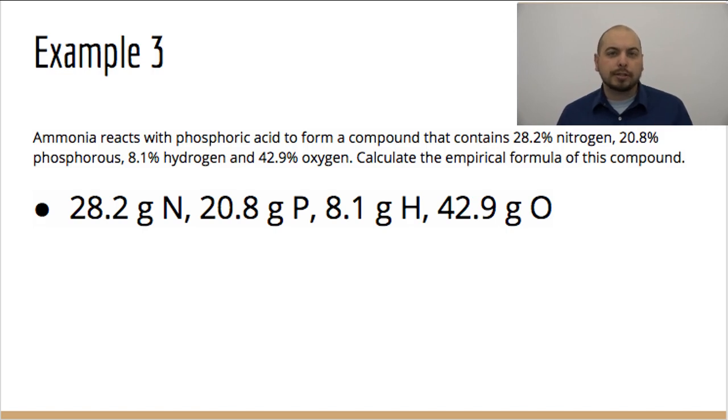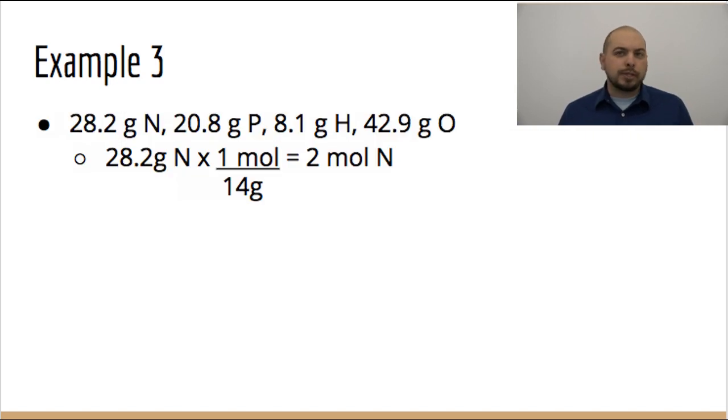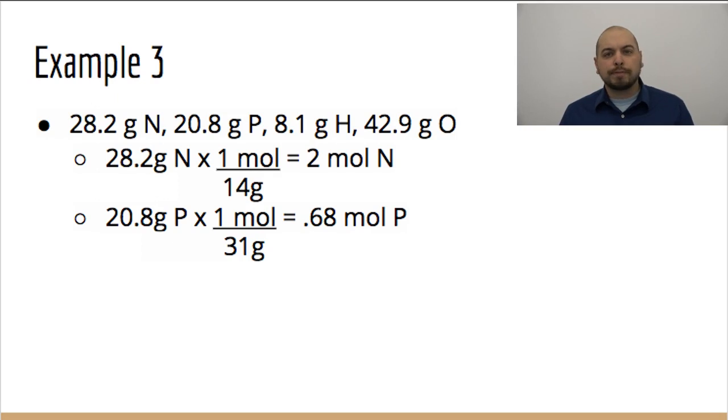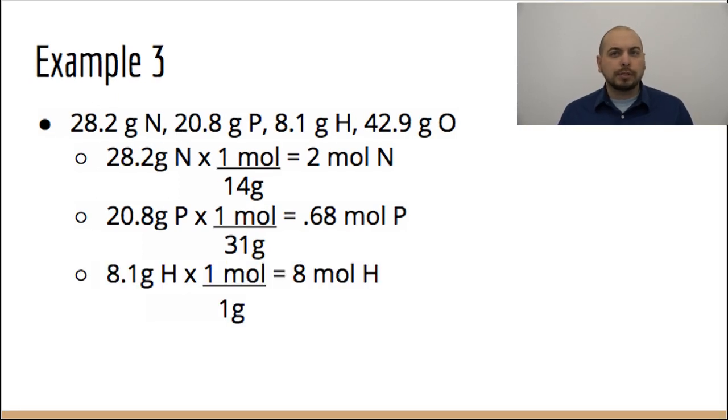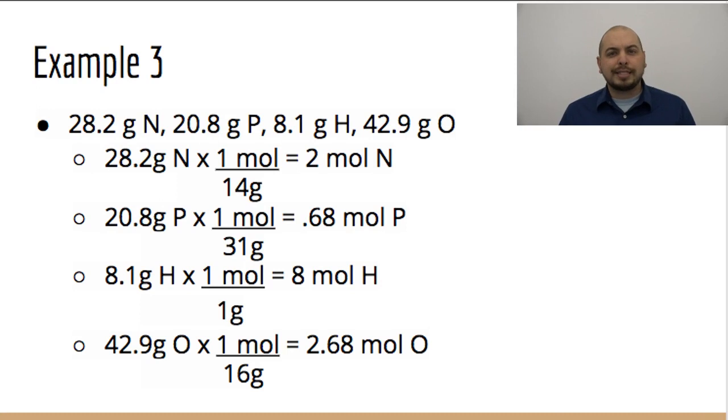We divide each element by its molar mass, which leaves us with 2 moles of nitrogen, 0.68 moles of phosphorus, 8.1 moles of hydrogen, and 2.68 moles of oxygen. We divide by the smallest value across the board.